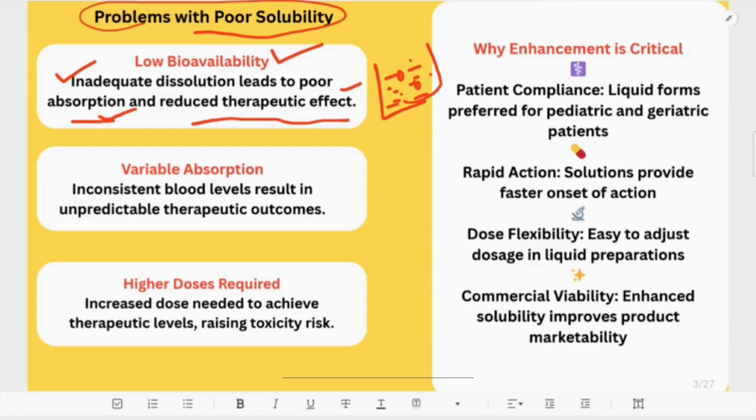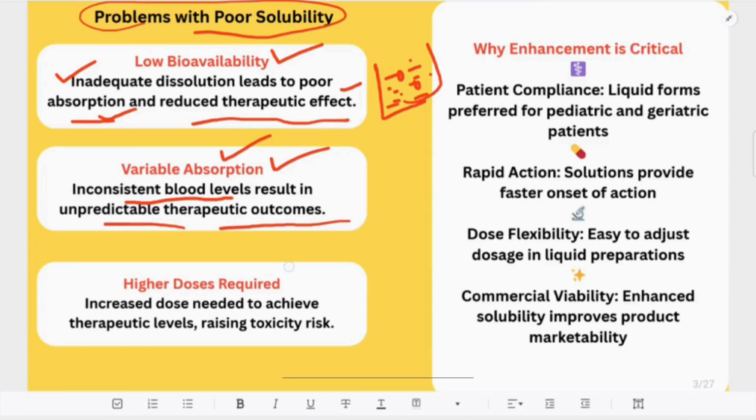Then variable absorption. As I said, if there is a problem with the dissolution, definitely it will affect the absorption process, and there is an inconsistent concentration of the drug in the blood, which results in unpredictable therapeutic outcomes. Means we cannot expect a desired therapeutic effect if there is no proper absorption of the drug.